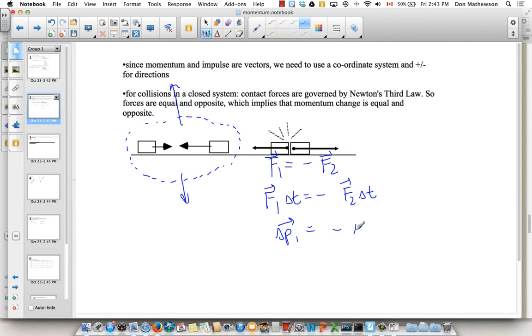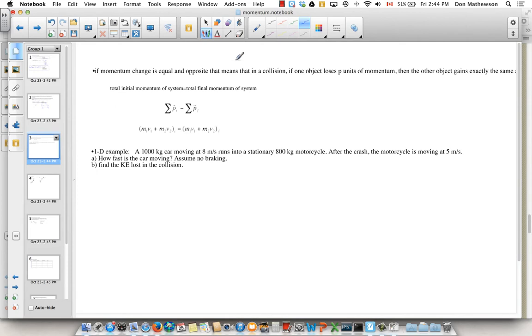So we have that the momentum change for a collision in a closed system, which means one cut off from the outside world where there's no outside forces acting on it, or at least the outside forces are balanced, because the forces are equal and opposite, the momentum changes are equal and opposite. What does it mean to say momentum change is equal and opposite? Well, it means that if one object loses a certain amount of momentum, the other object has to gain exactly the same amount. That means the total amount of momentum for the system will remain constant, so the total initial momentum will equal the total final.